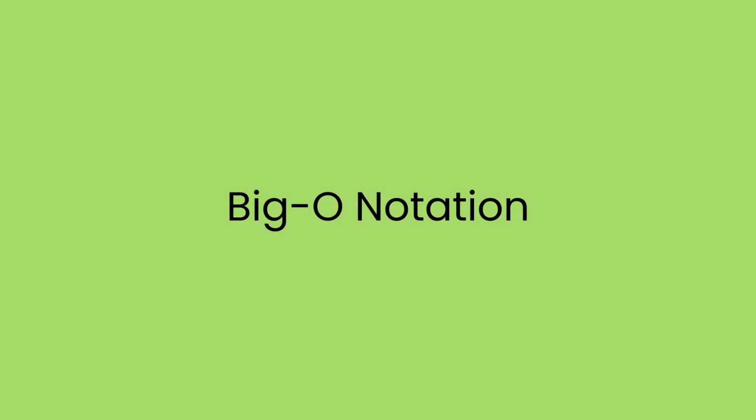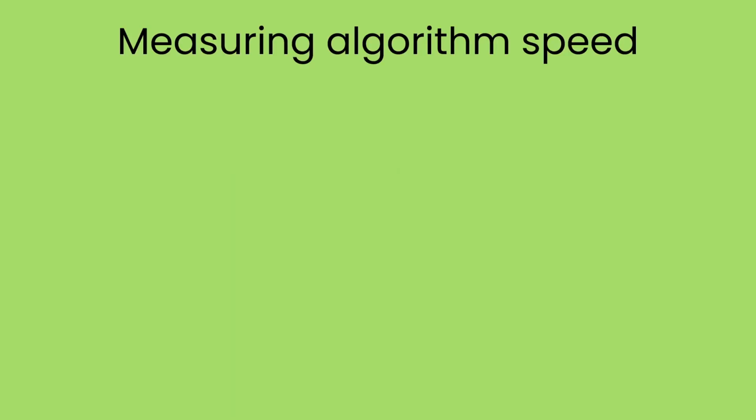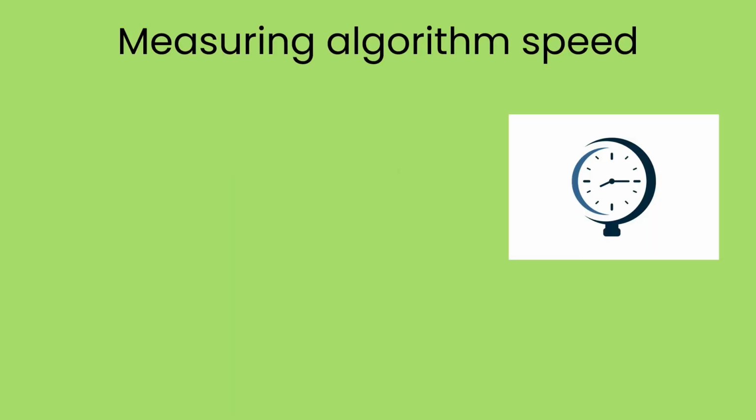First, let's start with the definition of algorithm. An algorithm is a finite sequence of steps for solving a particular problem. When we need to analyze the speed of an algorithm, we need to find some way to do this properly. So what should we do? Maybe take a timer, hit start when the algorithm starts running and stop it after its execution finishes.